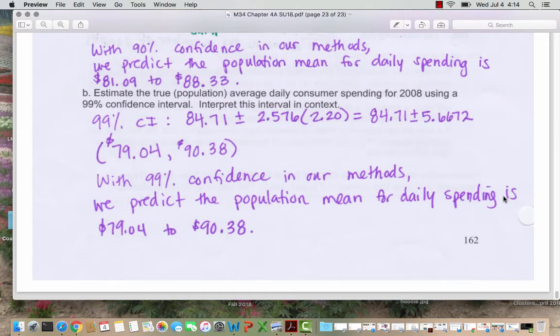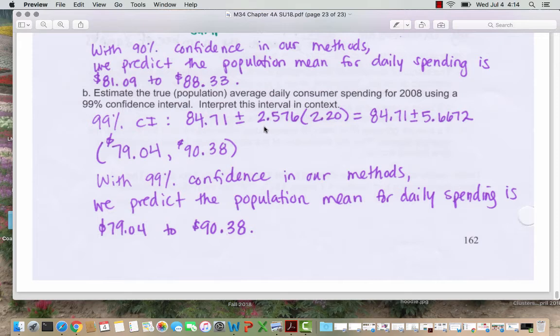So now we want to give a 99% confidence interval. So we're going to up our confidence, which means we need to widen the range of our interval. So notice our calculation is almost the same. The difference here is that we've changed our count of standard deviations. So 99% confidence corresponds with 2.576 standard deviations. This is our z-score right here.